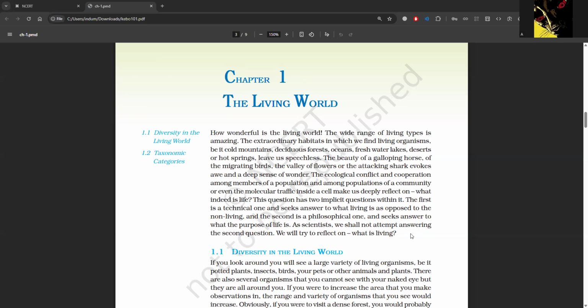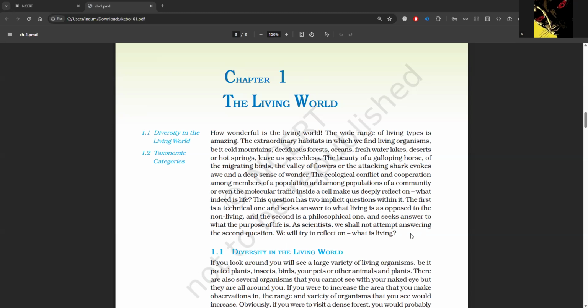Today we are going to read chapter number 1, The Living World, of class 11th, and the book is NCERT and the subject is biology. Let's get started. How wonderful is the living world? The wide range of living types is amazing.